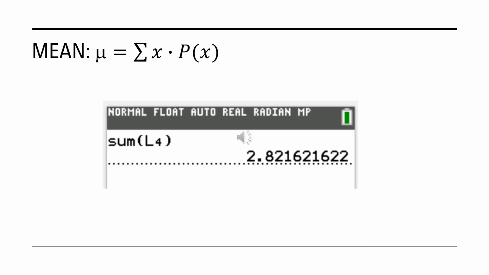So sigma of x times p of x is the same thing as the sum of L4 on a calculator screen. Now I'm going to use this number, but I'm going to probably round it to 4 decimal places, so 2.8216 is what I will be using.